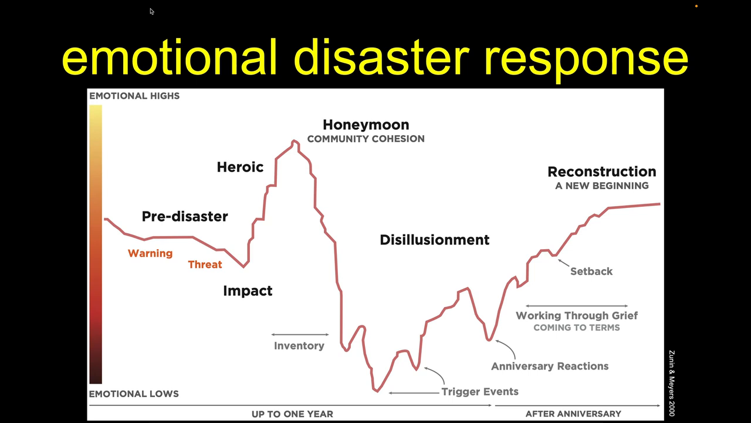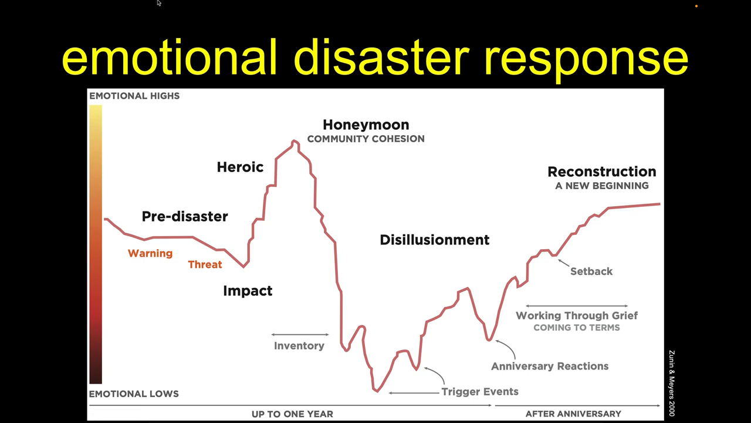Time is on the x-axis, so we're going from the start of the event on the left to points in the future on the right. And in this case, it's not low to high on the y-axis, it's bad on the bottom to good on the top. I think we also tend to see this reflected in journalism and news coverage. This is in the context of emotions, but it really seems to play out in terms of our sentiment, our general interpretation of events around the disaster.